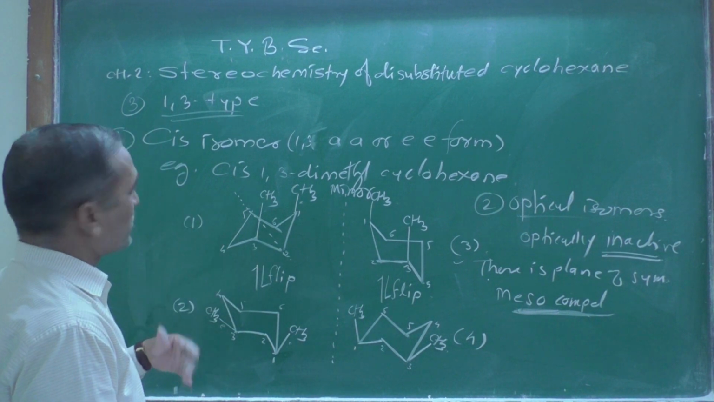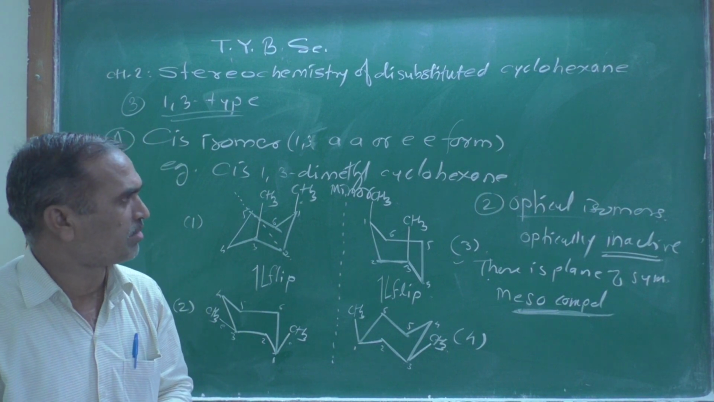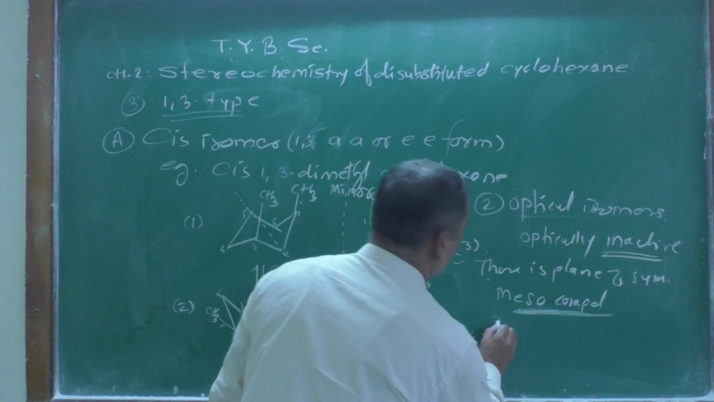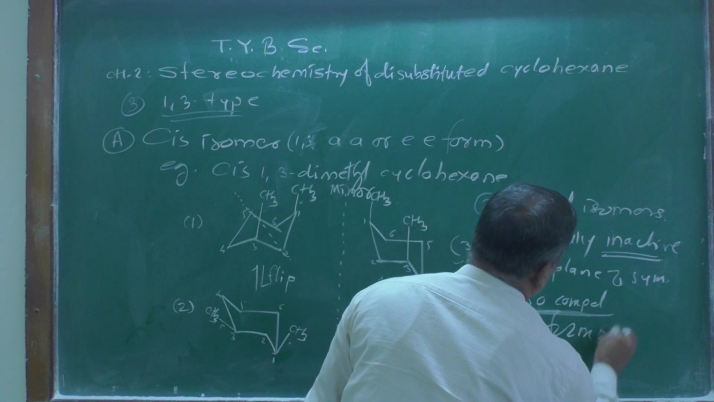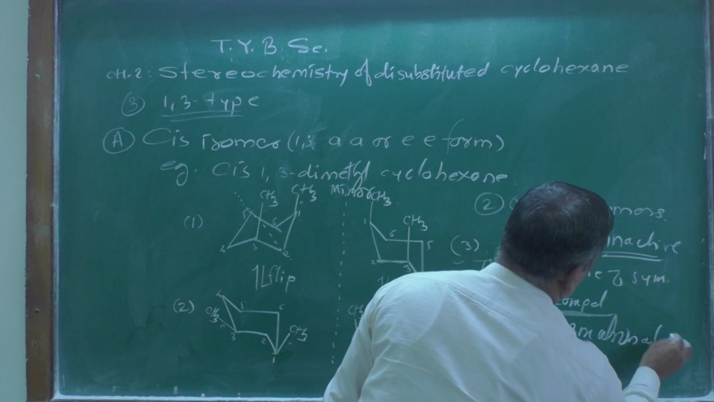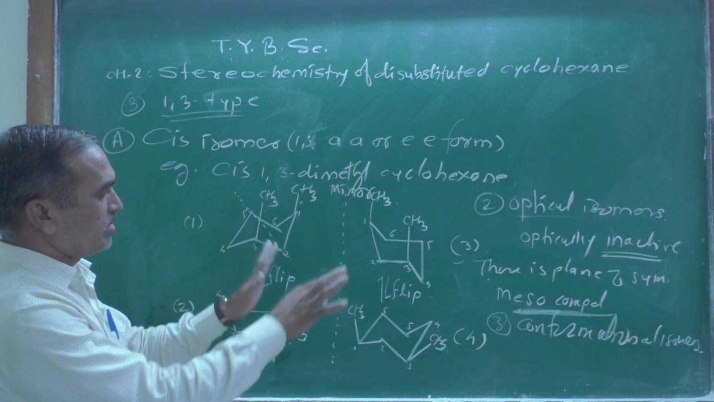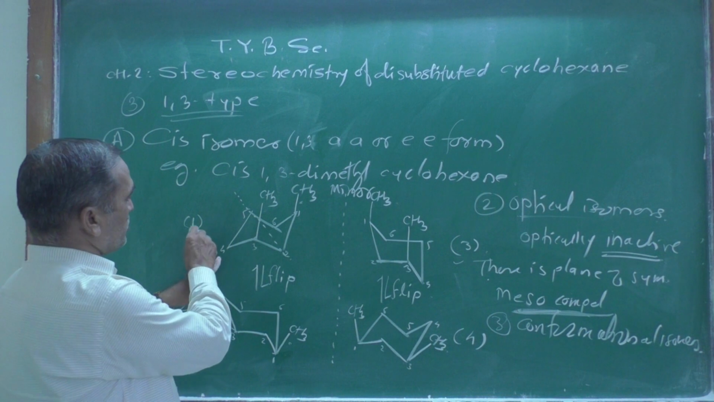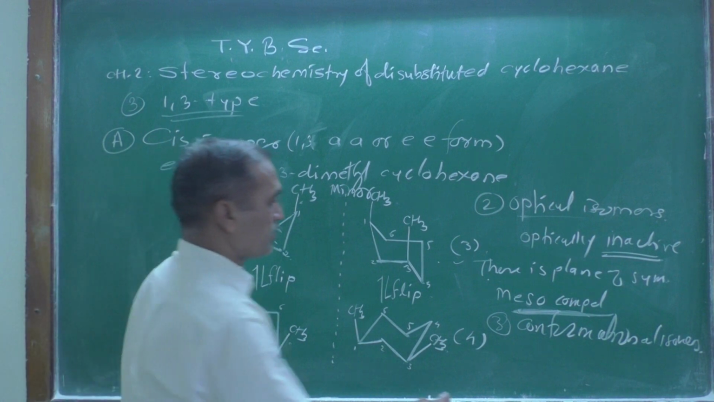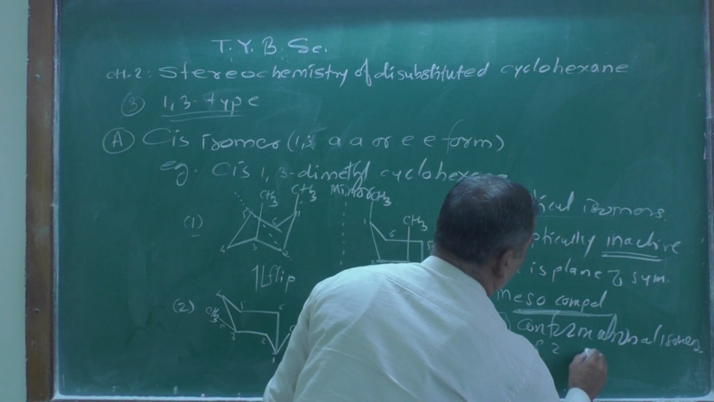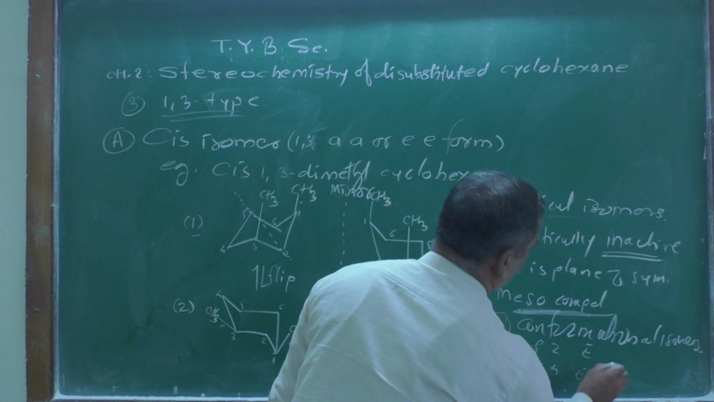Now the third point. We are talking about conformational isomerism, right? Conformational isomers. Now look, there are four structures. The structures 1 and 3, what do you see? Suppose 1 and 3 are enantiomers. Similarly 2 and 4 are enantiomers.